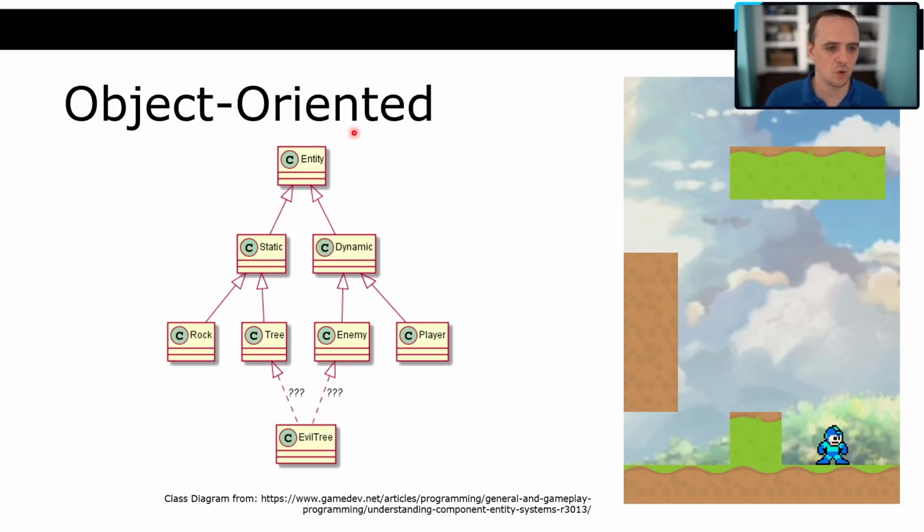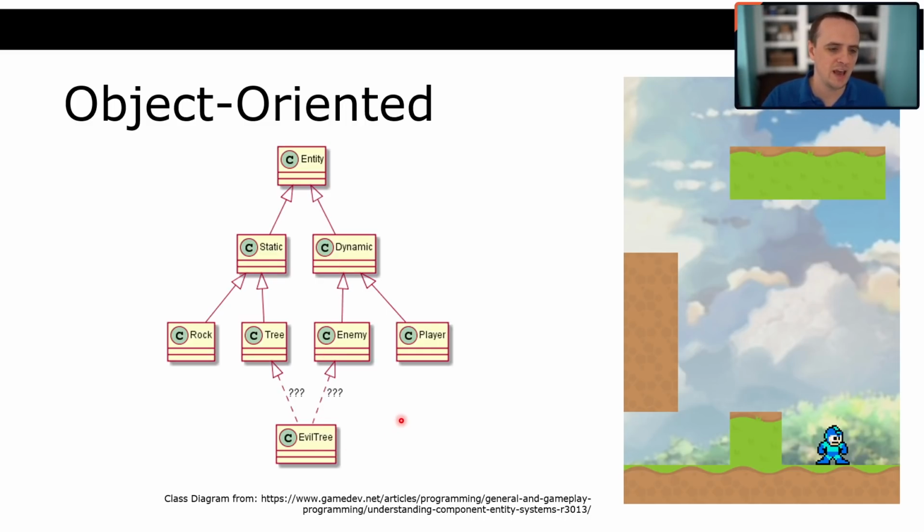So the object-oriented approach might say we're going to have one base class that's called entity, and then maybe we're going to have, for example, some static entities and some dynamic entities. So static entities and dynamic entities are both going to inherit from entity. Now, maybe we have like a rock or a tree, right? So if we have a rock or a tree, well, those are static entities. So a tree will inherit from static, which will inherit from entity. Maybe we have a player or an enemy. That's a dynamic thing. It can move around, right? So they're going to inherit from dynamic.